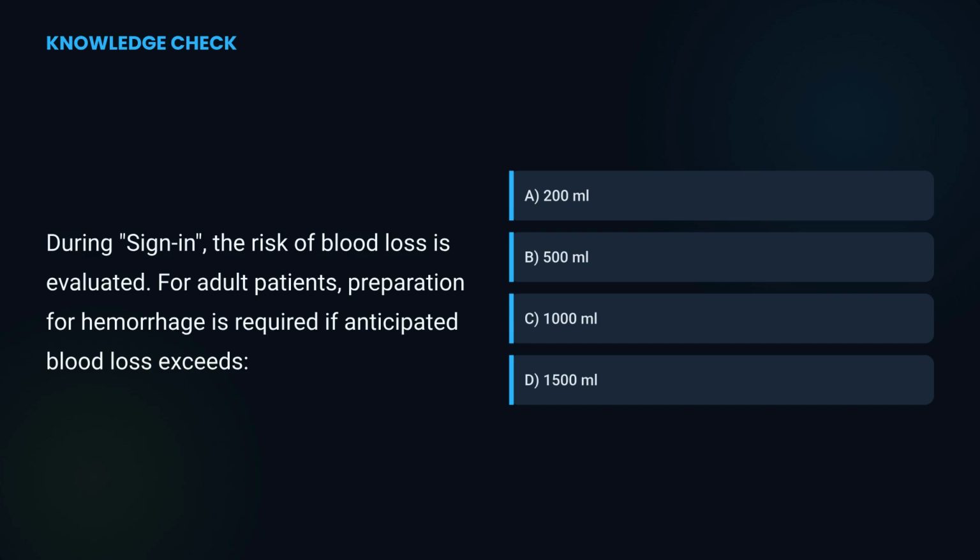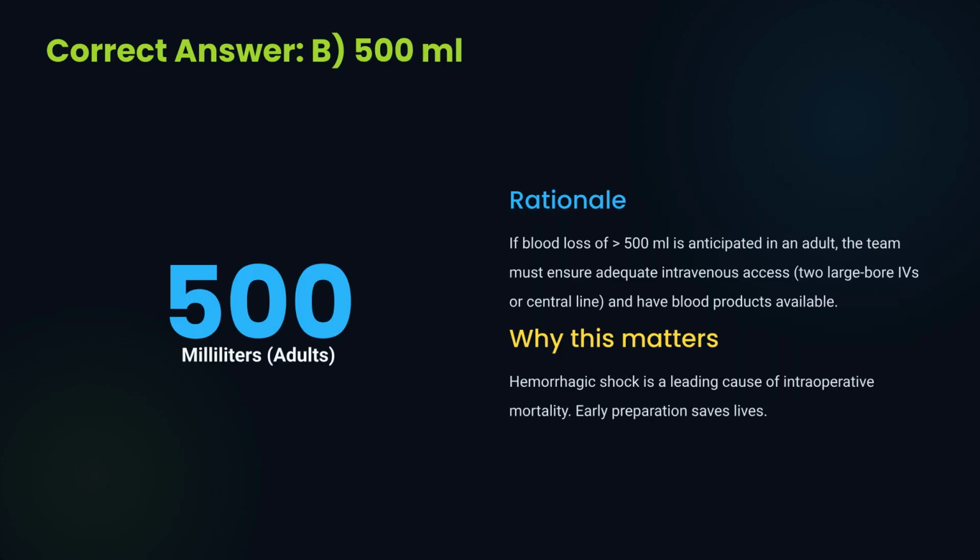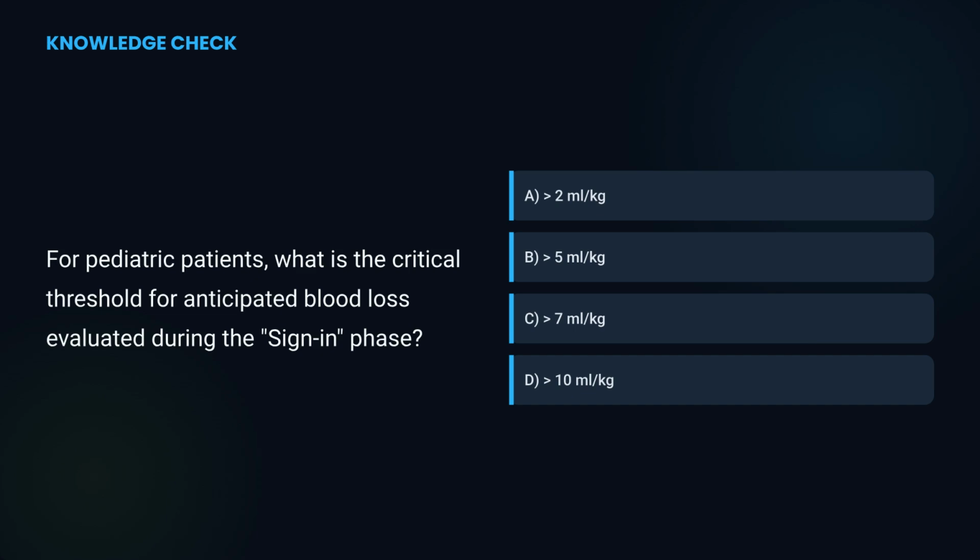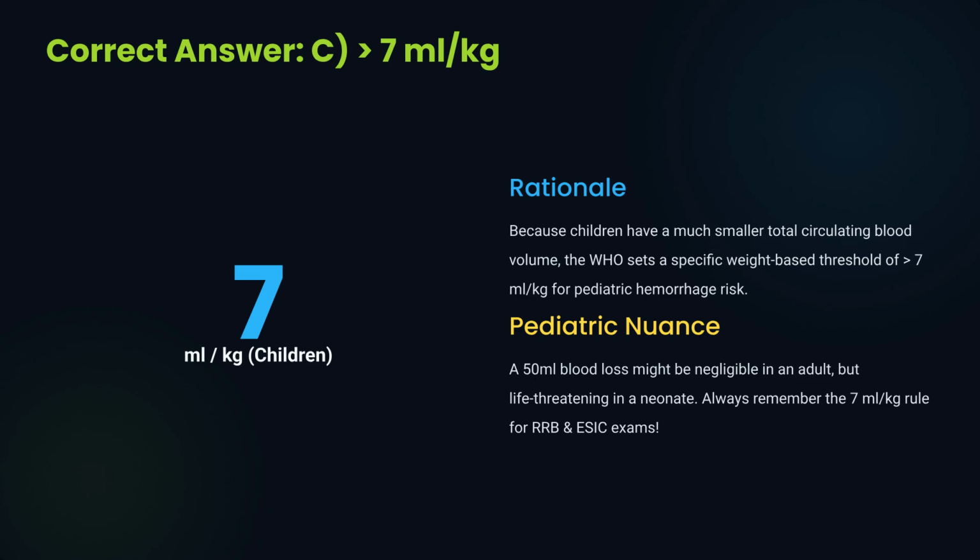For adult patients, preparation for hemorrhage is required if anticipated blood loss exceeds what amount? The correct answer is B, 500 milliliters. If anticipating greater than 500 milliliters of blood loss in an adult, the team must ensure adequate access and have blood products readily available. For pediatric patients, what is the critical threshold for anticipated blood loss evaluated during the sign-in phase? The correct answer is C, greater than 7 milliliter per kilogram.